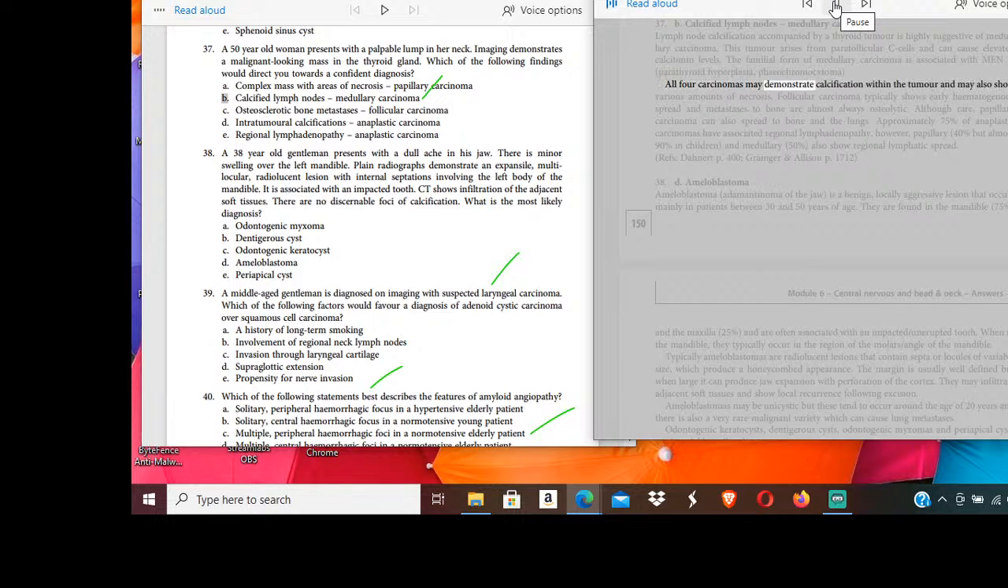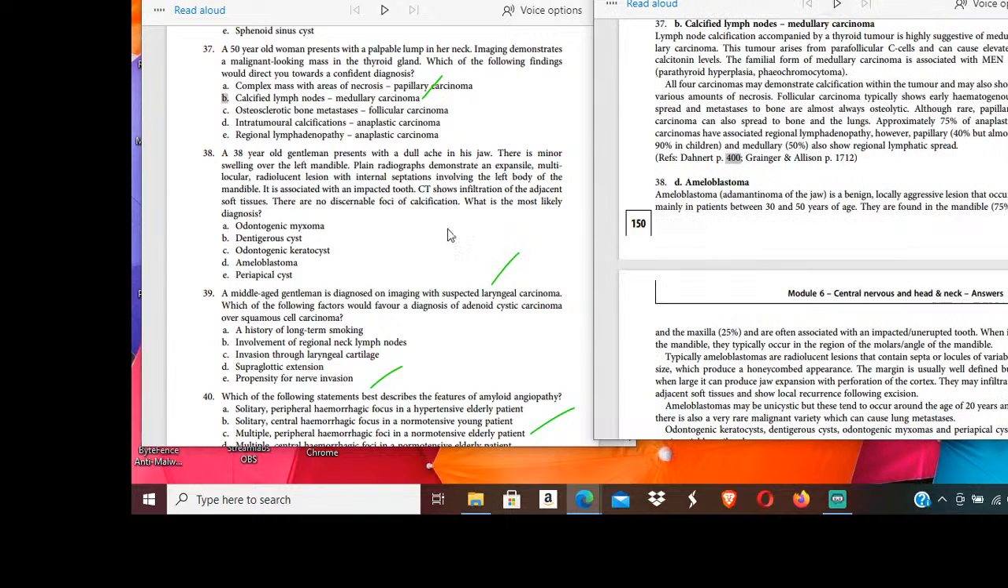All four carcinomas may demonstrate calcification within the tumor and may also show various amounts of necrosis. Follicular carcinoma typically shows early hematogenous spread, and metastases to bone are almost always osteolytic. Although rare, papillary carcinoma can also spread to bone and the lungs. Approximately 75% of anaplastic carcinomas have associated regional lymphadenopathy, however, papillary, 40%, but almost 90% in children, and medullary, 50%, also show regional lymphatic spread. Ref. Dähnert p. 400.